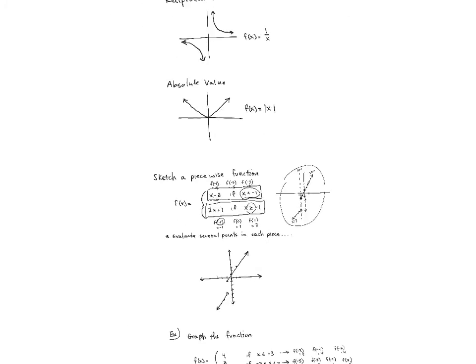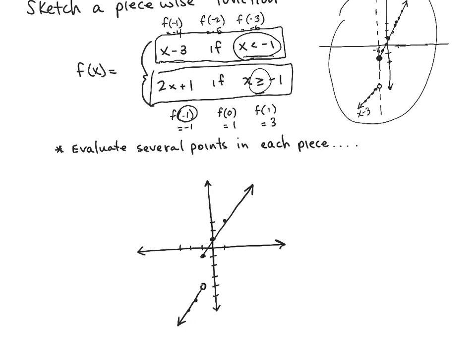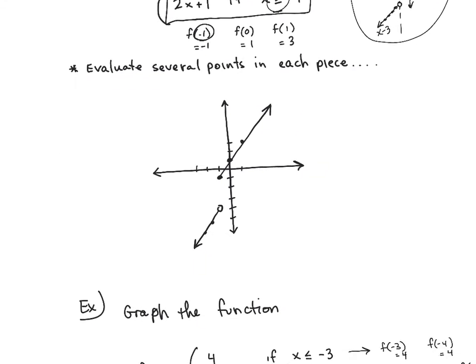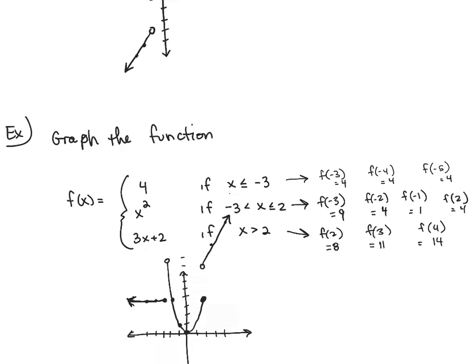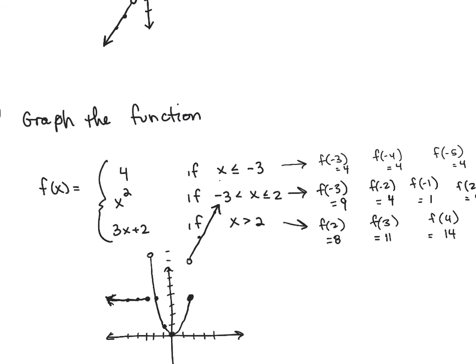The next part was graphing piecewise functions. And piecewise functions are best done, as the name suggests, piece by piece. So I took the top piece, evaluated several values of that top piece, and graphed those here. Then I took the middle piece and evaluated several points of that middle piece, and graphed it here. And again, always graph or evaluate the boundary numbers, and then decide whether they represent open or closed points. That's graphing a piecewise function.